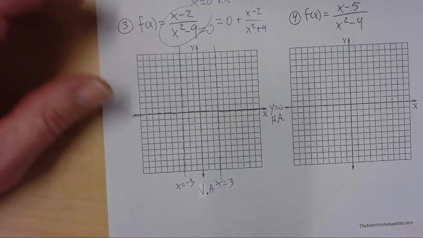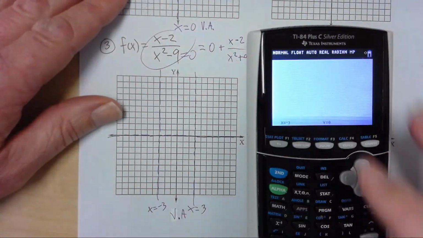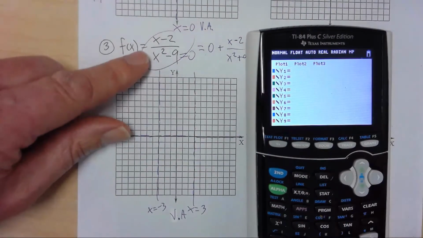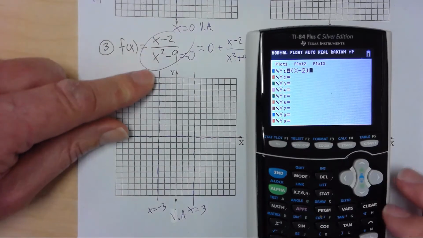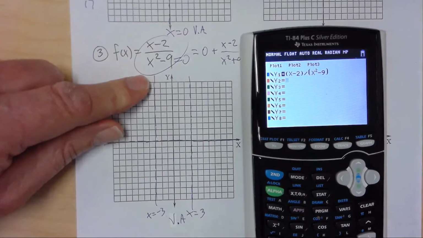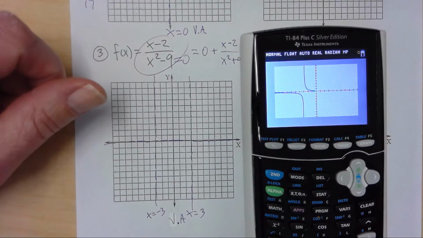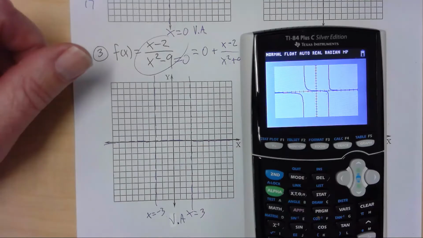All right. So now I'm going to type it in and get some points and then figure out where it goes. So make sure you use parentheses. We got x minus 2. Close the parentheses, and then divided by parentheses x squared minus 9. Close the parentheses, and graph. This makes kind of a funky graph. So there's a section there, there's a section in the center, and there's a section on the outside.